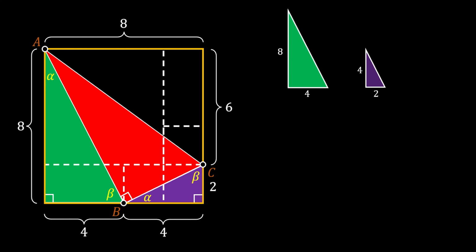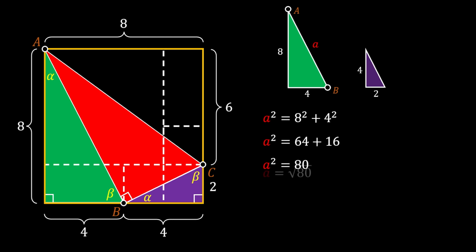We can first label the hypotenuse of the green triangle as A. But you can probably notice that that hypotenuse is equal to the leg AB of our red triangle. We can find the value of A by using the Pythagorean theorem, so A squared must be equal to 8 squared plus 4 squared, which is equal to 64 plus 16, and that means that A squared is equal to 80, which means that the value of the side A is equal to square root of 80.